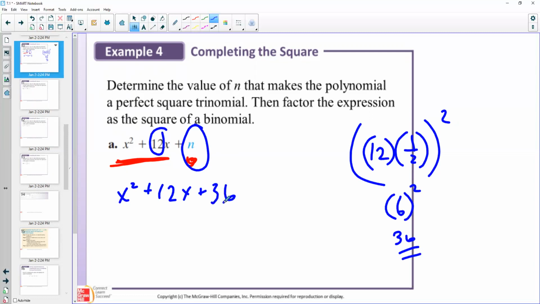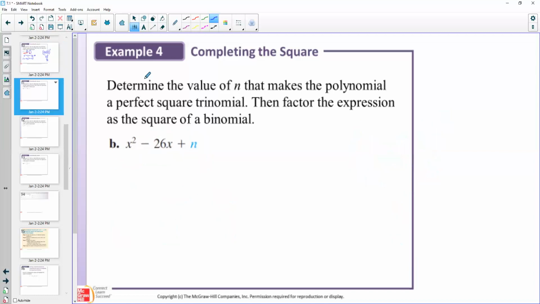And now think about it. If I factor this, it's going to be x plus 6, x plus 6. That is a perfect square. Okay? This is my goal. I want to make a perfect square trinomial. So let's try it again.